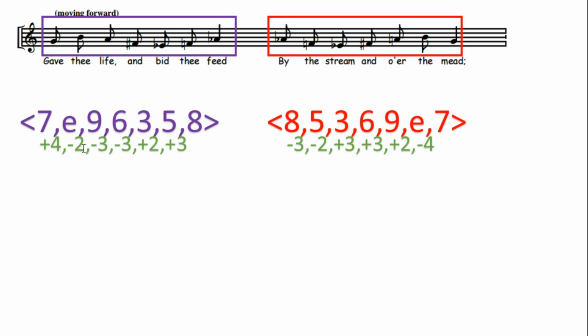Over here we have 4, 2, 3, 3, 2, 3. If we read this one backwards, we'll see that we have 3, 2, 3, 3, 2, 4. So the intervals are also in reverse, and the directions will change. We have plus 4, minus 4, minus 2, plus 2, minus 3, plus 3, minus 3, plus 3, plus 2, minus 2, plus 3, minus 3. Again, when the notes of one segment appear in reverse order, that is called the retrograde.